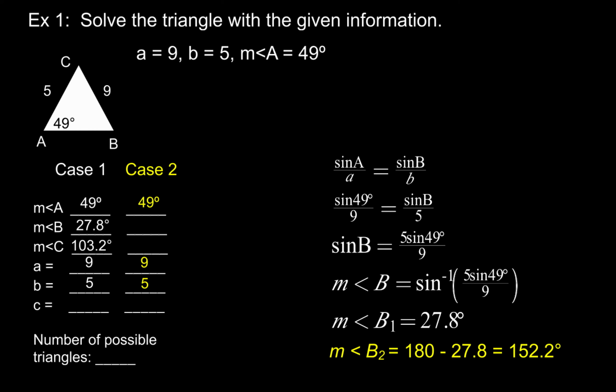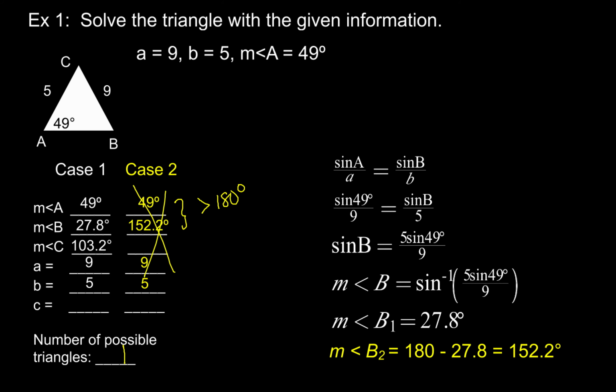So of course, notation-wise, we have B2 because that's going to stand for case number 2. We'll put that into our chart, and then we're going to add these two numbers together, 49 and 152.2, and their sum is already more than 180 degrees. So that means I don't have to worry about finding a second case because there is none, which means the number of possible triangles for this situation is just 1. Now that I know that, what I'm going to do next is find out the length of side C.